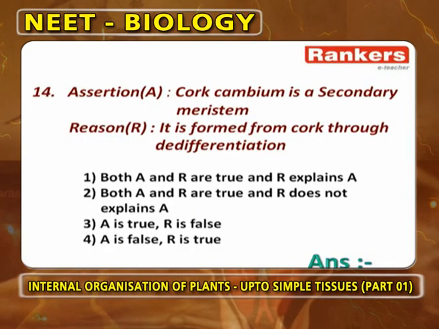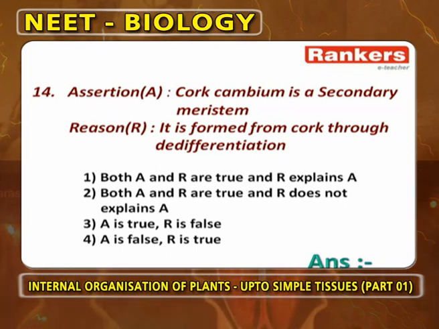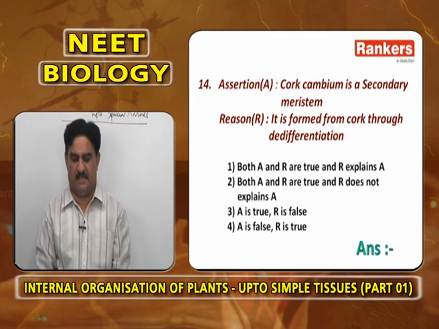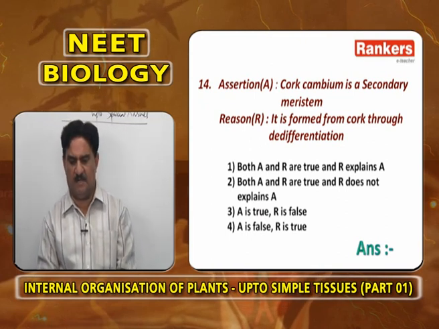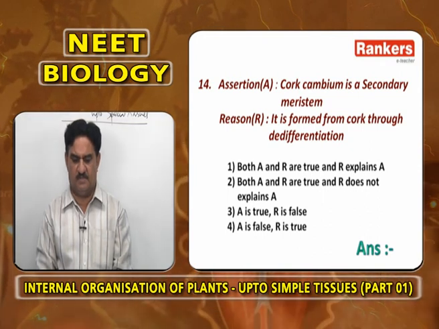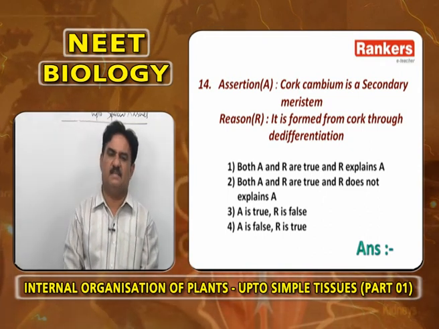Cork cambium is a secondary meristem is the assertion. It is formed from cork through dedifferentiation is wrong. It is not formed from cork. It is formed from cortex. So, cork cambium is a secondary meristem. So, A is true, R is false. For this, the answer is 3.